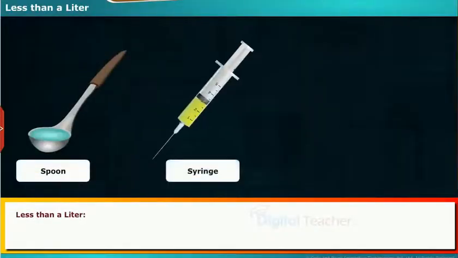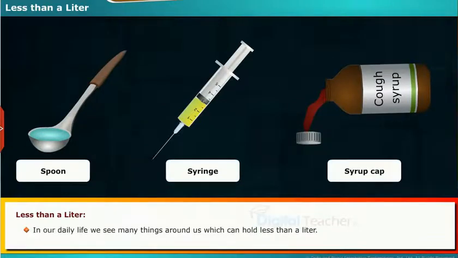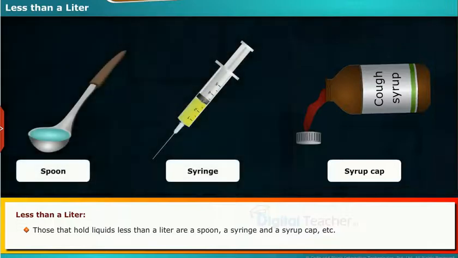Here we see the containers that can hold less than a liter. In our daily life, we see many things around us which can hold less than a liter. Those that hold liquids less than a liter are a spoon, a syringe, and a syrup cap, etc. The quantity which is less than a liter would be represented as milliliters or ml.